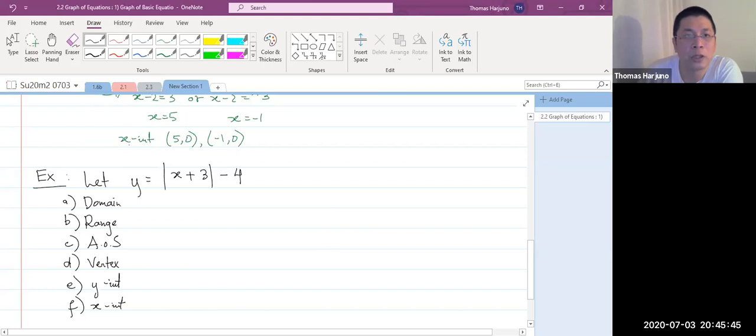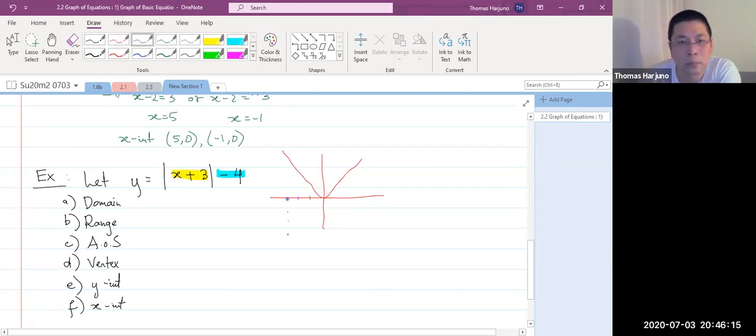A little sketch tells us that, so I do my little sketch first. Okay, this is my absolute of x supposed to be. Then x plus 3, replacing x in absolute of x with x plus 3, moves it to the left 3 units. And subtracting by 4 moves it down 4 units. So approximately now it looks like this. This is just my sketch.